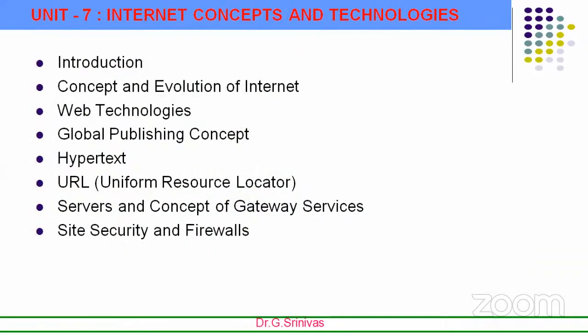And we discussed the internet concepts. Under internet concepts and technologies, we discussed what is internet, the evolution of internet, and the various web technologies, global publishing concept, hypertext, URL, servers, and gateway services. URL, what do you mean by URL? That also I will explain.